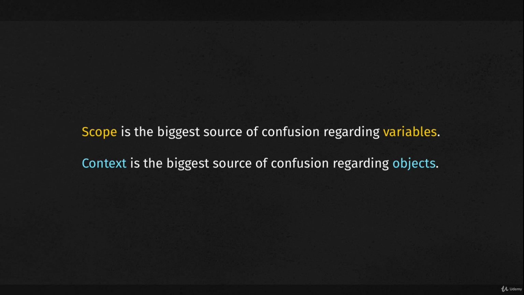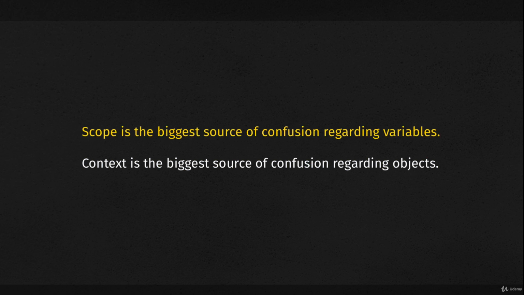Now, these tongue-in-cheek definitions are not actually helpful, but right away they do let us know that scope has to do with variables and context has to do with objects. But beyond that, let's dive deeper. So let's start with scope, and then in the second half of this lesson, we can cover context.